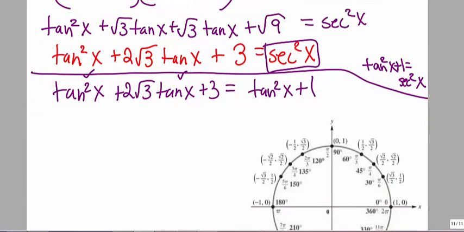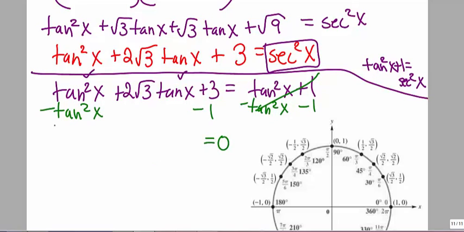Okay, so we're going to bring everything over to one side, and then we're going to factor. So we're going to subtract tangent squared x and minus 1 from both sides. Everything's gone from this side. Now we have equals 0. And over here, well, the tangent squared x's cancel each other out, so we're left with 2 square root of 3 tangent x, and then 3 minus 1 gives us positive 2. So it simplifies to be something really nice.